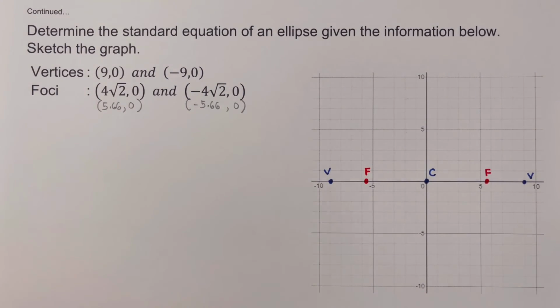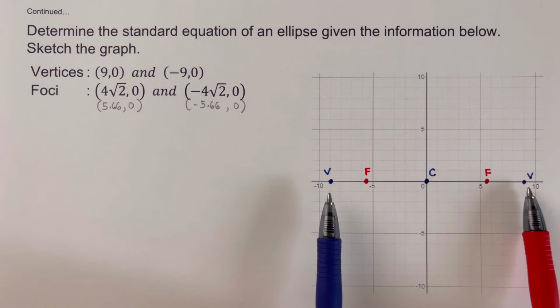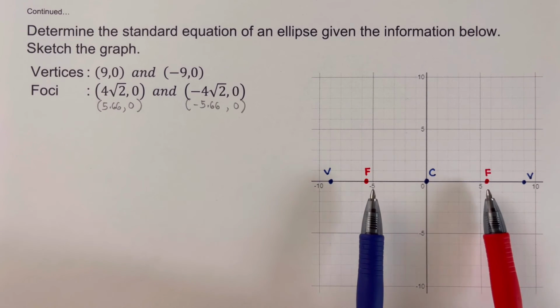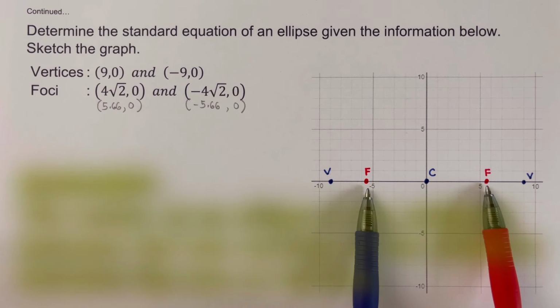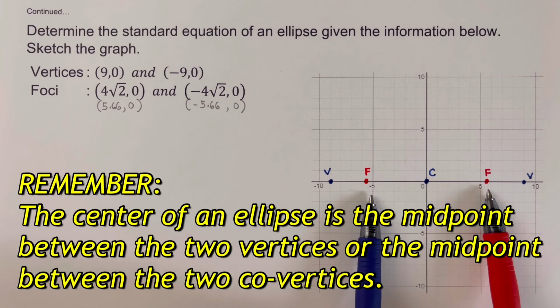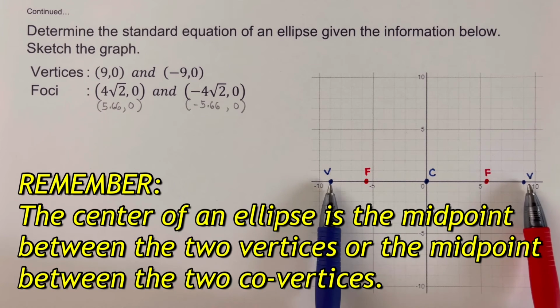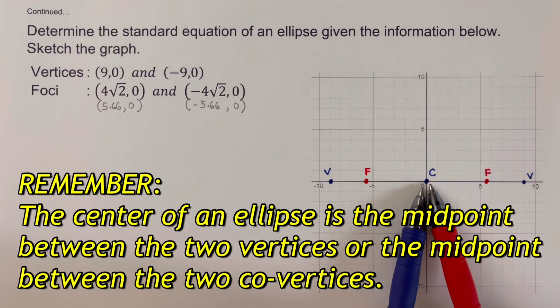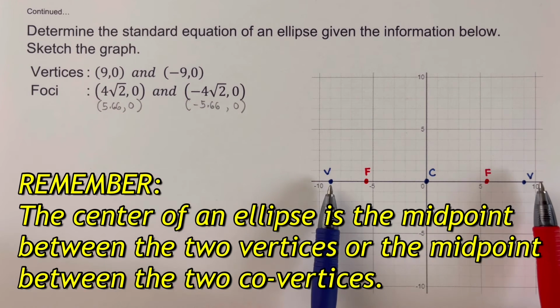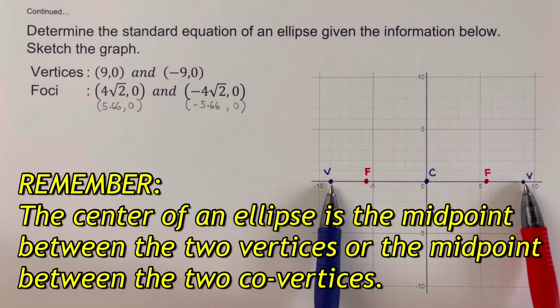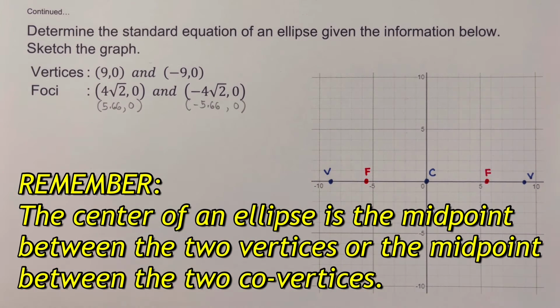So what I did here was I plotted the points for the two vertices and plotted the point for the two foci. Now we remember that the center of the ellipse is the midpoint between the two vertices or the two co-vertices. So I traced the middle between these two vertices and it's actually at the point of origin, or (0, 0). The other option that you can have here is to use the midpoint formula to determine the location of the center, and it should be at (0, 0).